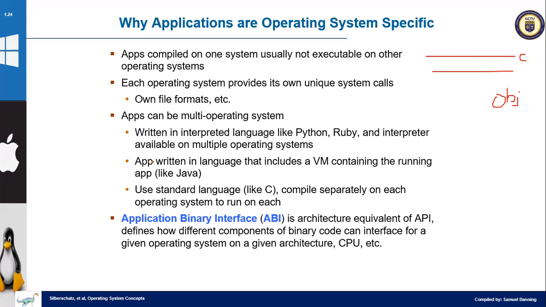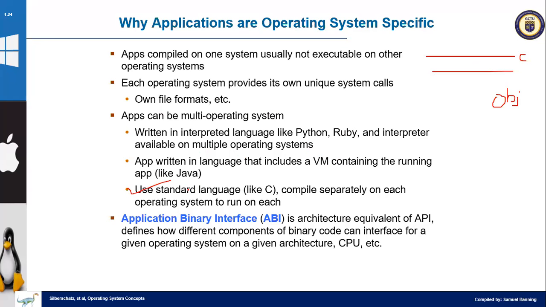You should also write your application in languages that are virtual machine enabled, like Java. When you write a program in Java, it can be executed on both the Windows-based operating system and the Unix operating system, because all these have the Java virtual machine. Okay. You can also use a standard language like C. When you use a standard language like C, then you can take it to the Windows operating system and compile it for Windows, and then you compile it for Linux.